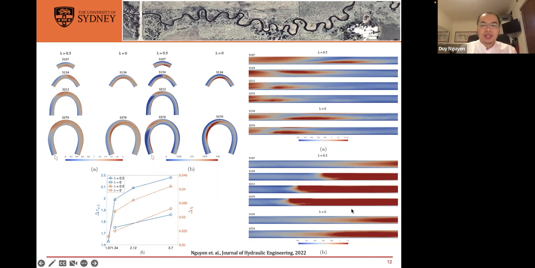We also see that, comparing the neutral case and the stratified case, in the neutral case we have less wall shear stress. That's because we have a delay in the outward movement of the flow in the central bank cell. So that could also explain why we have a lower shear stress in the outer bank wall for the neutral case here.